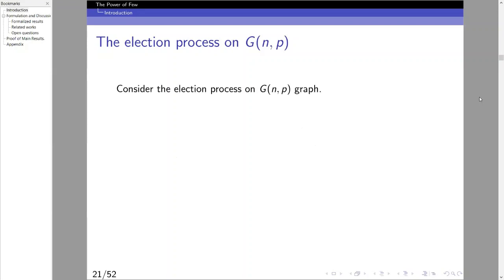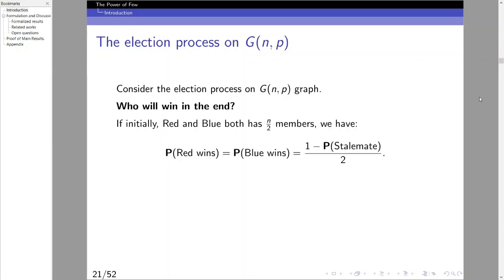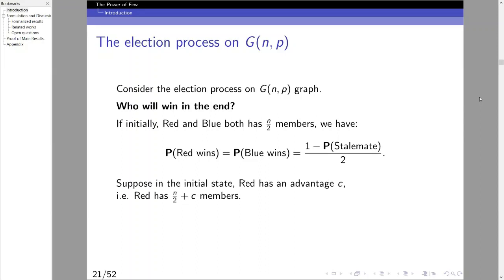Okay, so the thing that we are mainly interested in is this process on the G(n,p) random graph. So we want to know the winner. Imagine an initial balanced state. Then red and blue will win with the same probability, slightly less than half, because we have to subtract the chance of a stalemate. But suppose in the initial state, one side has an advantage C, so it will have n/2 + C members. So we want to know how large the advantage must be in order for the side with the advantage to win with high probability. So that's the main thing that we'll focus on.